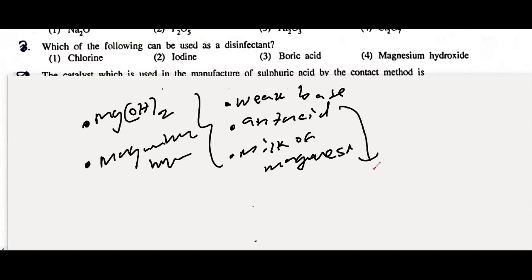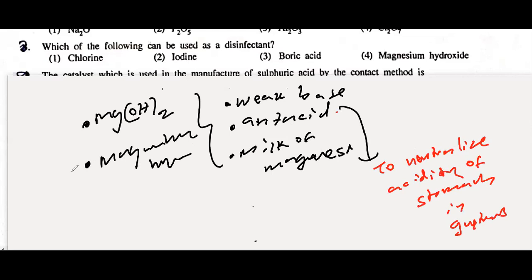Antacid means it is used to neutralize acidity of the stomach in gastritis. Sometimes the oral paper can ask you to write the balanced chemical equation between these two. There are many medicines for gastritis, like Gaviscon, pantoprazole, pantodac, and others. You can buy them commercially without a doctor's prescription. Digene, like various things are there. All these contain weak bases.